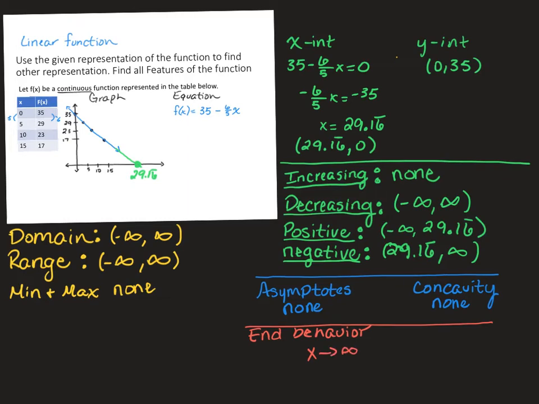So as x approaches infinity on my function, this function is decreasing to negative infinity. So we'll say that the f of x is approaching negative infinity. And then on the other side, as x is approaching negative infinity, that function is going up to positive infinity. So f of x is approaching positive infinity. That's all the features for this linear function. Make sure you have them all.